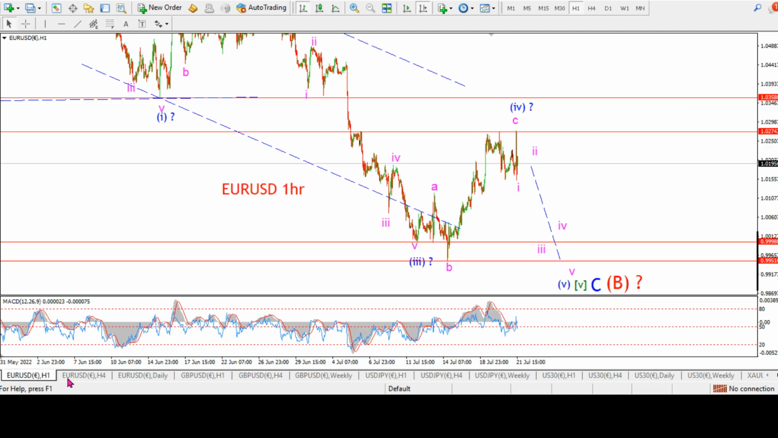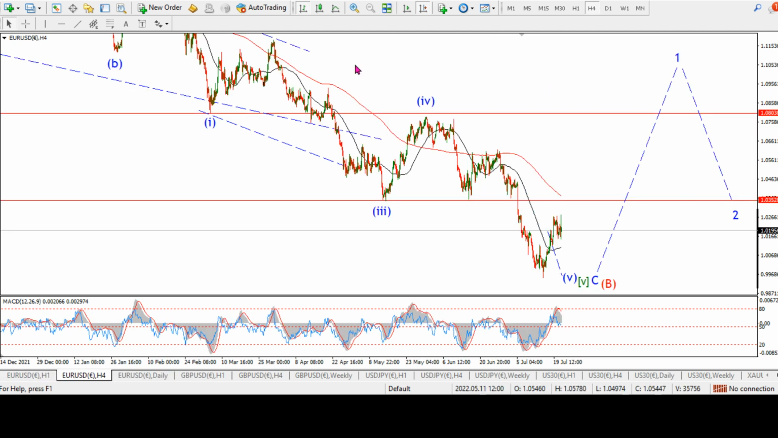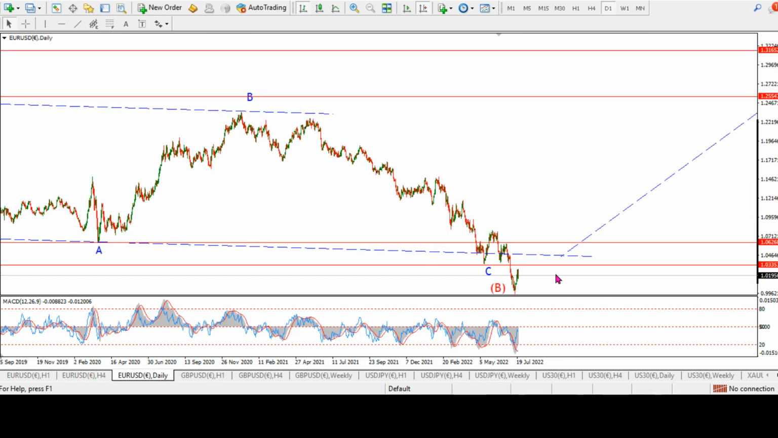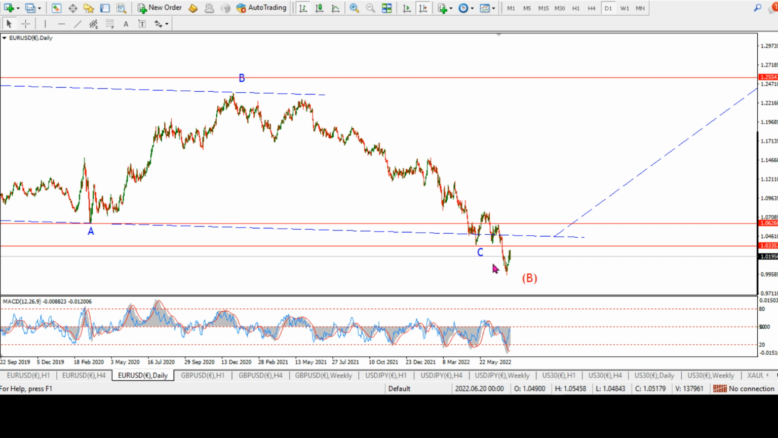So here we go. Here's euro dollar again. Longer term, been looking for a bottom to form in a B wave. Go to the daily chart here. Bottom to form in a B wave. Haven't got that just yet. We're getting there, but not quite just yet.